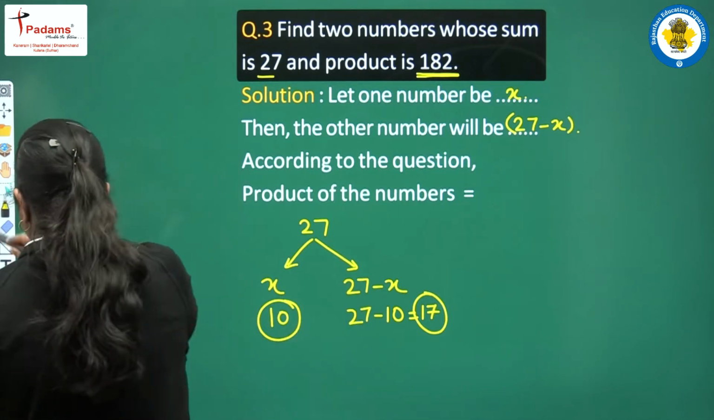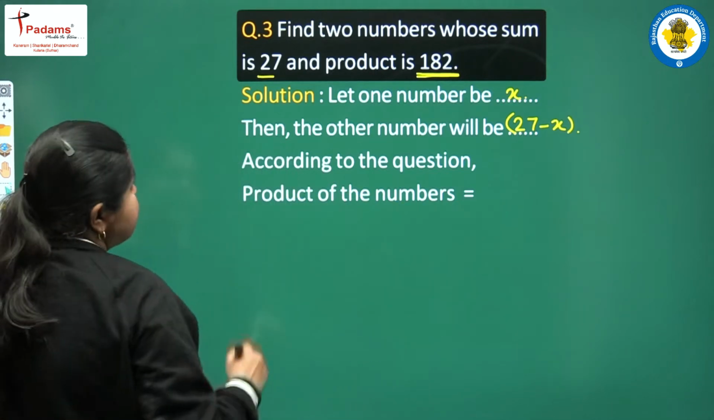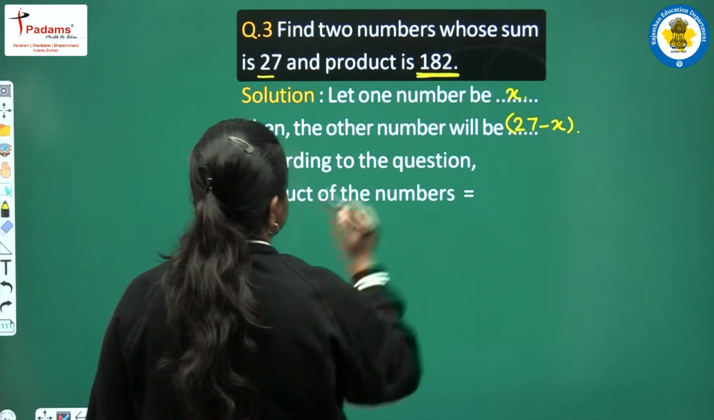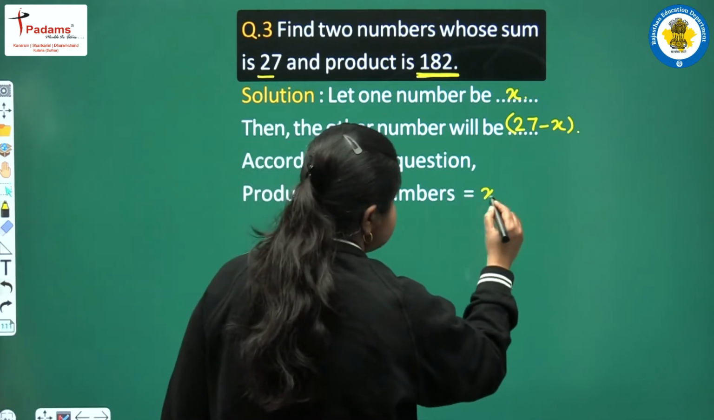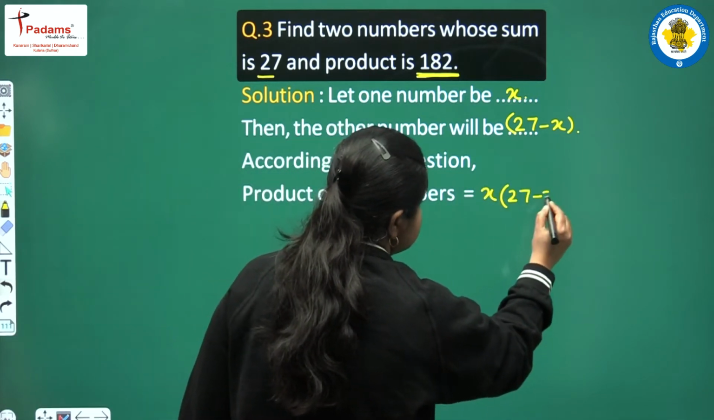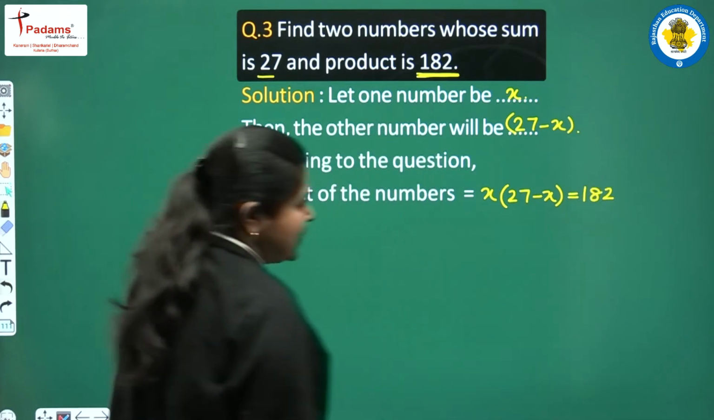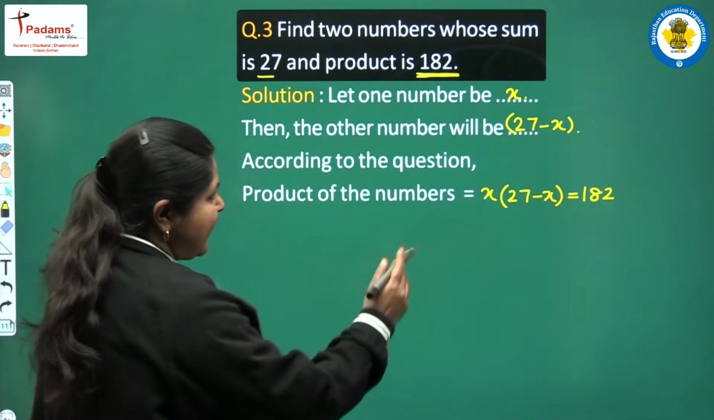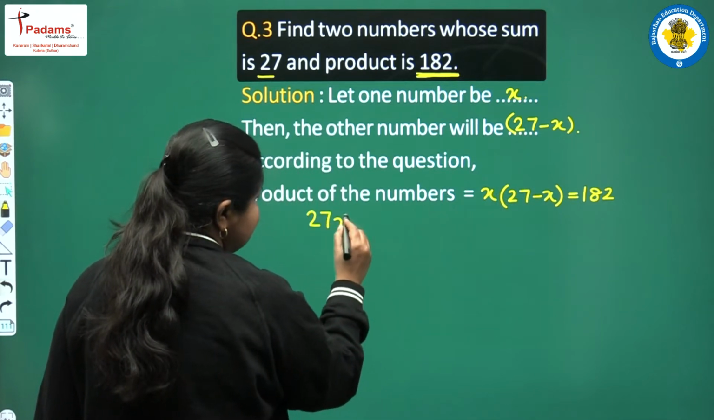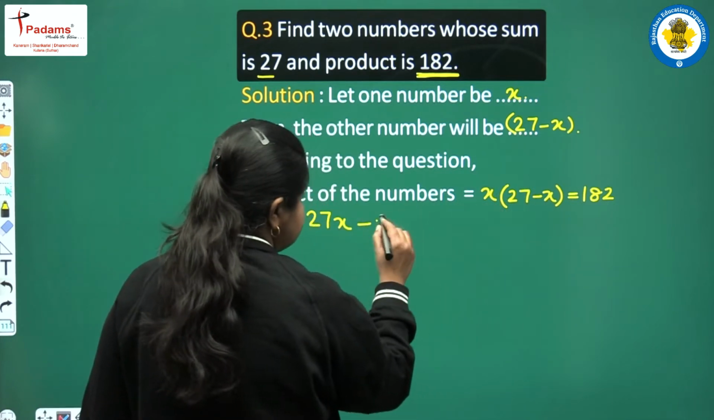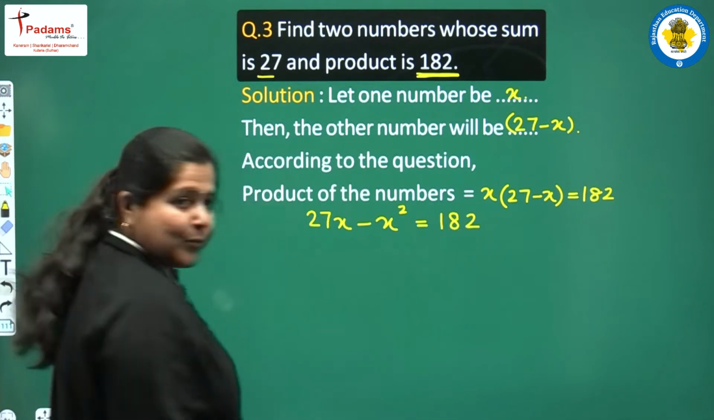Okay, now it has been given in the question that their product is 182. So according to the question, product of the numbers will be x into 27 minus x, and this is equal to 182. Now we need to simplify this expression. You can see 27 into x, it will be 27x minus x into x, it will be x square. This is equal to 182.